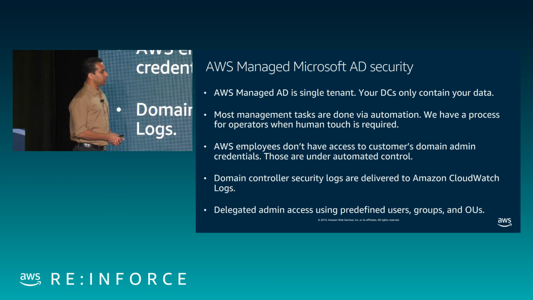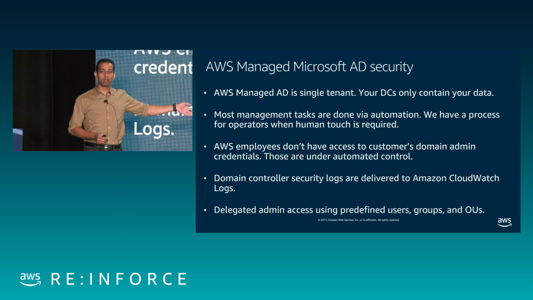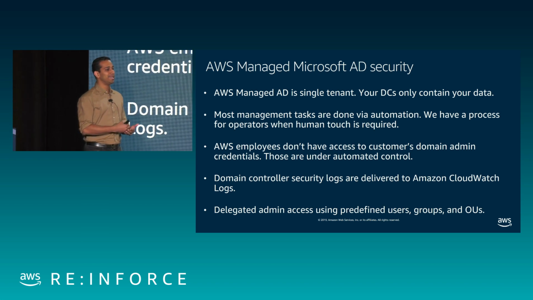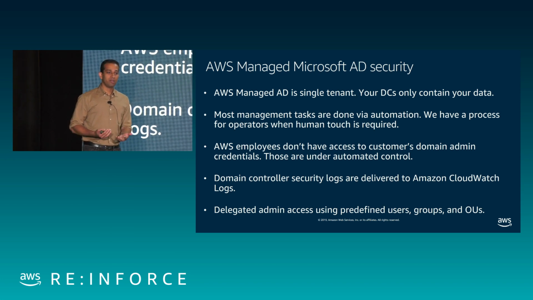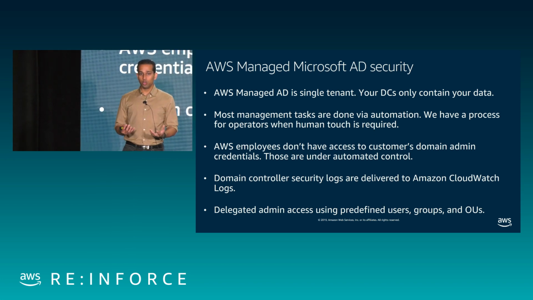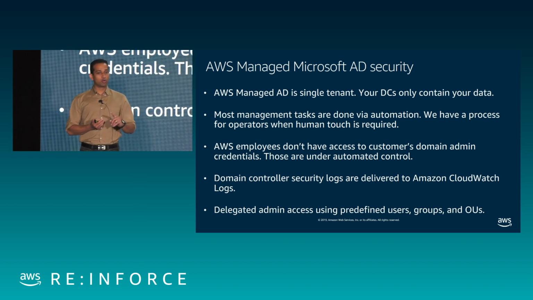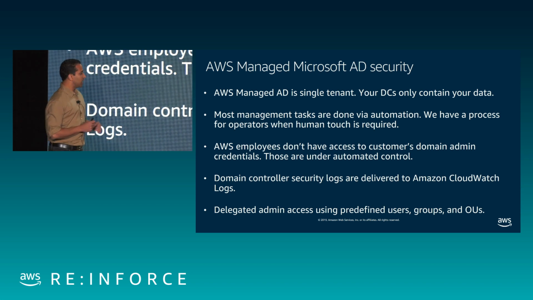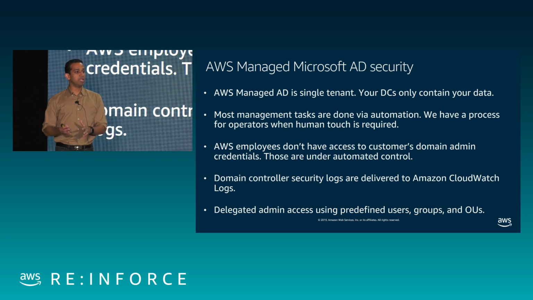Delegated admin access using predefined groups. I mentioned this earlier in the presentation. When you launch an AWS Managed AD, we don't give you domain admin credentials. We give you what's called a delegated credential. Those are credentials that give you administrative functions to do everything you do within the directory: create OUs, create users, create groups, assign group policies, but without the domain admin credentials. That's what allows us to run the service securely, reliably, and in a highly available fashion. So that's how you get control over it.